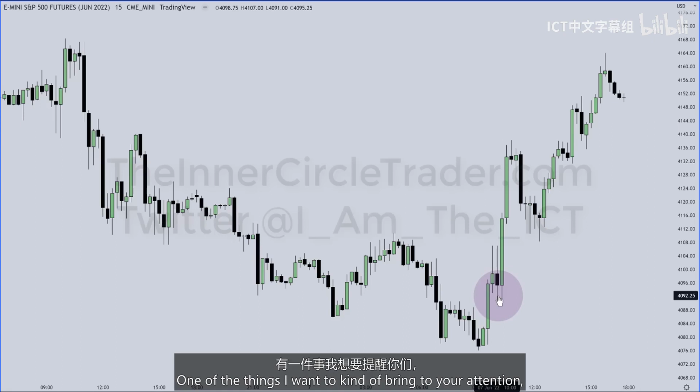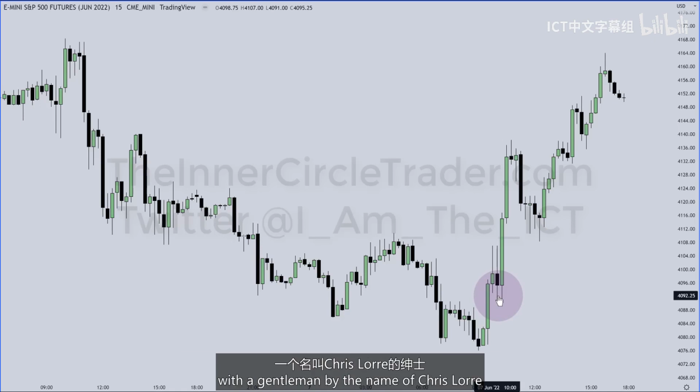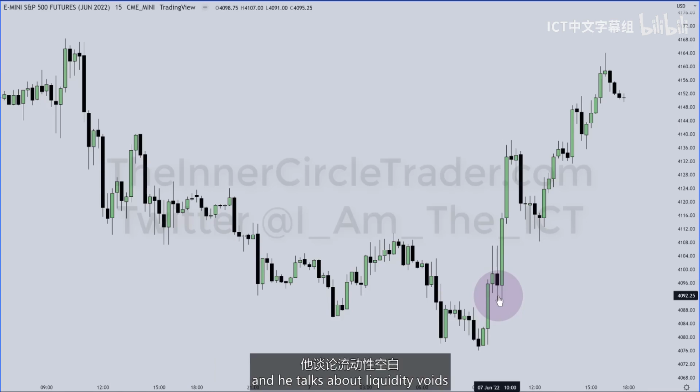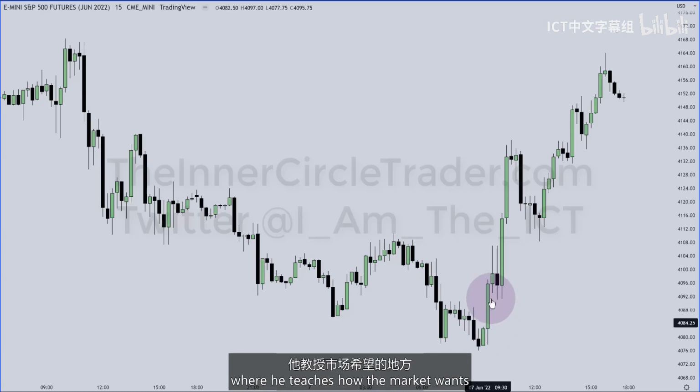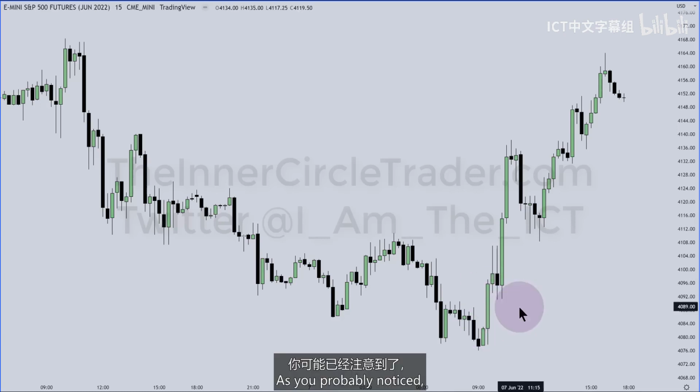One of the things I want to bring to your attention, because a lot of you are familiar with a gentleman by the name of Chris Laurie, and he talks about liquidity voids where he teaches how the market wants to come back down and fill all that area in. As you probably noticed, I don't teach that.